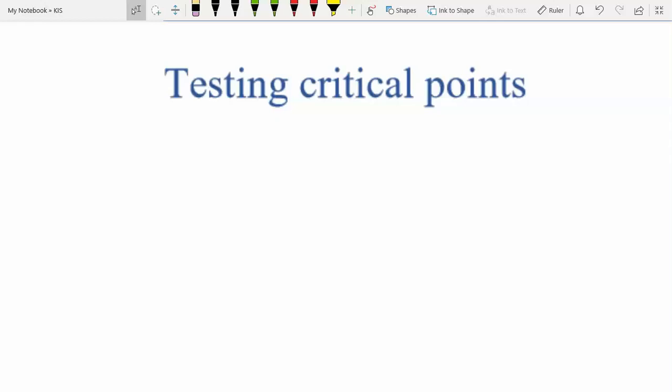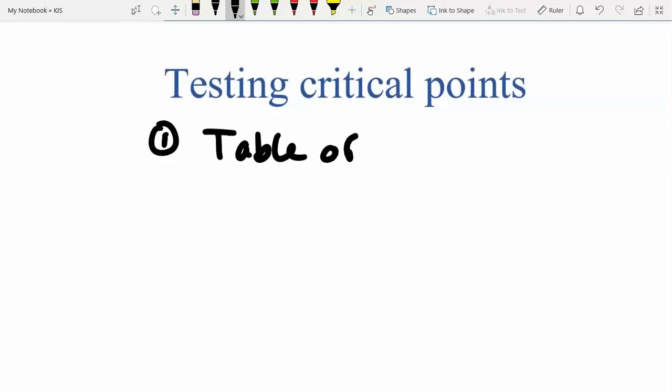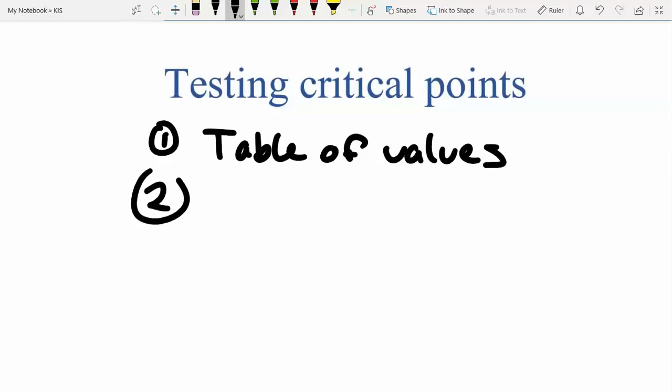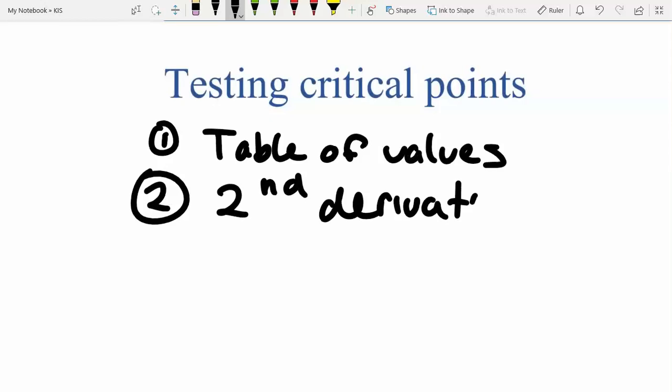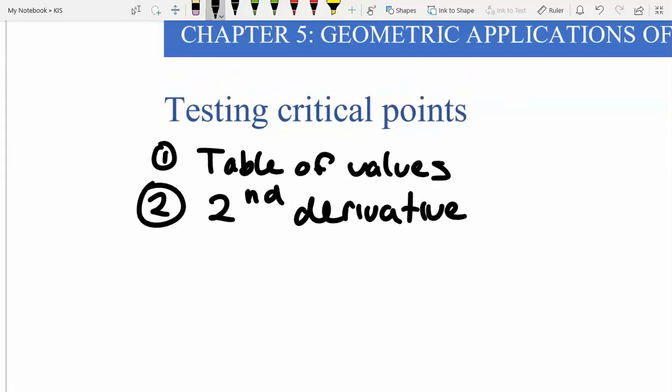So we do have two different methods to do this. The first one is going to be a table of values, right? And our second one is going to be using the second derivative. We did speak a little bit about the second derivative in the last chapter, and we're going to actually be applying the second derivative now for a purpose.